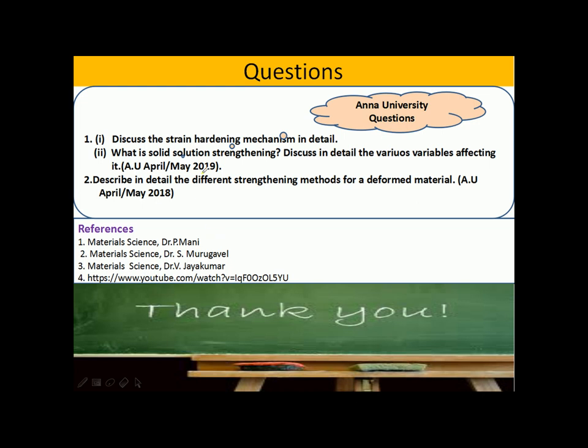Next, the questions in this topic. The first one: discuss the strain hardening mechanism in detail. Then, what is solid solution strengthening? Discuss in detail the various variables affecting it. Then the second question: describe in detail the different strengthening methods for a deformed material. All these are very important. This topic is a very important one.